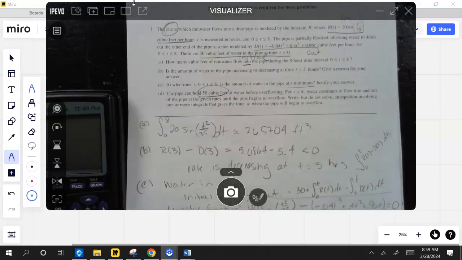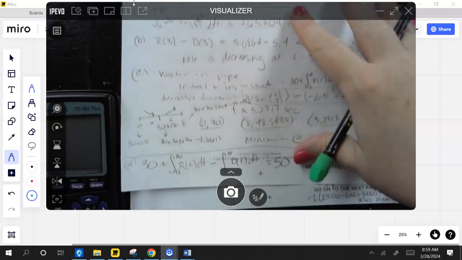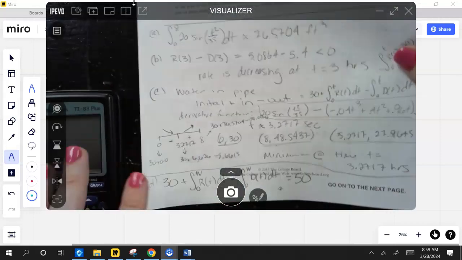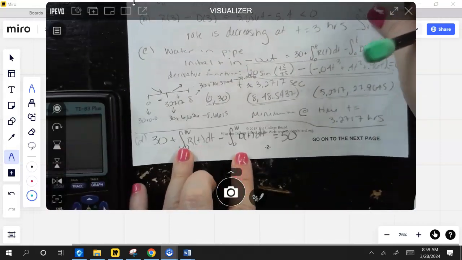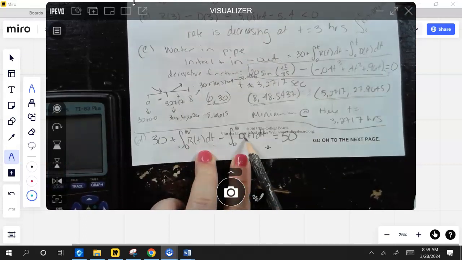And then part D, I love set up but do not evaluate. Those are my favorites. It can hold 50 feet of water before it overflows. So I want to know, when will it have 50 cubic feet? So remember how we find that is my integral. I'm sure y'all are shocked to see that I did extra that I didn't have to do. This could have been combined into one integral. It didn't have to be 2 separate.